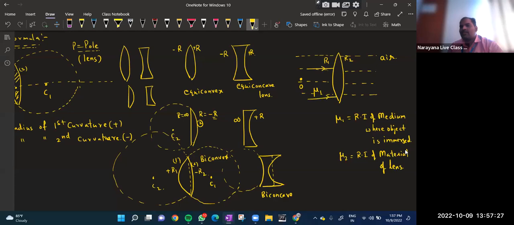Respond, if the object is very far, all the light rays are what kind of light rays, tell me? Parallel light rays only, na? Every far object releases what type of light beam? Parallel light beam, after the convex lens. Actually, what is the meaning of the convex lens? It is also called a converging lens.